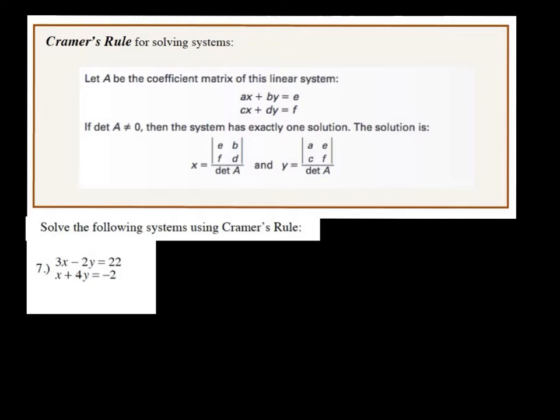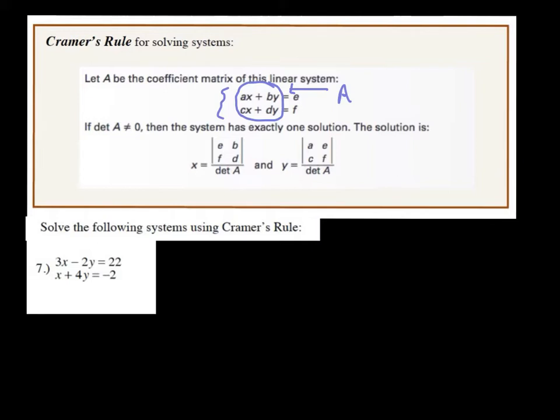So if we have two equations, like it shows here, ax plus by equals e, cx plus dy equals f. Both have x and y in them, two equations, a system. As long as the determinant of the left side of your equation does not equal 0, then the system has exactly one solution. That's what we are trying to find. So you find the determinant of that left side of your equation, that's your A. Once you find that determinant, you're going to use that to find x and y.